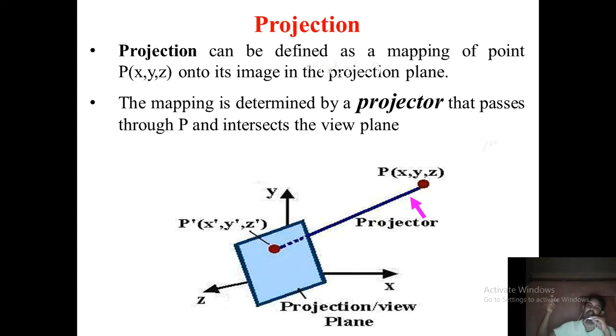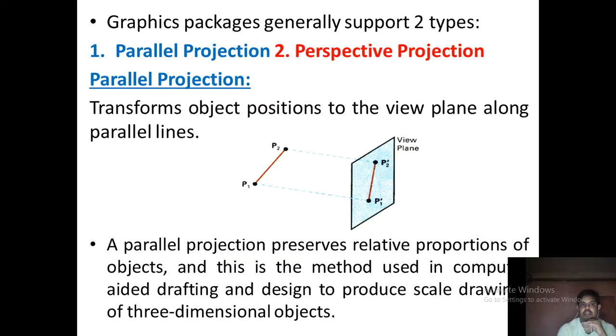A projector is nothing but a ray you cast through that point, and where it intersects your projection plane, there you draw the point. Instead of P(X, Y, Z), you draw P' equal to (X', Y'). There is no Z because on the projection plane there is no Z. This is what we have to do in projection.